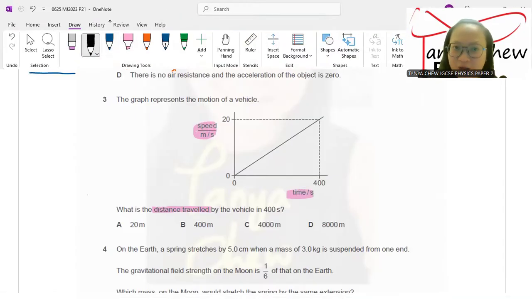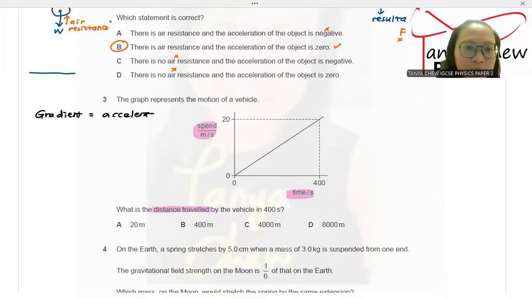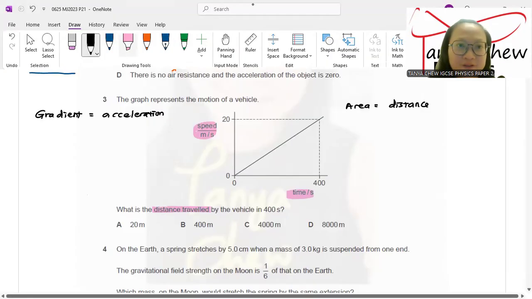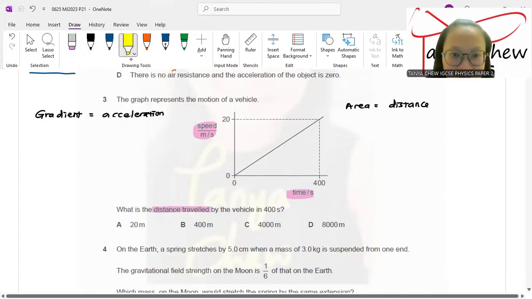For the speed against time graph, the gradient of the graph represents acceleration, whereas the area under the graph represents the total distance traveled by this vehicle. And you have to bear this in mind. This is a very tricky question at the same time because this is a straight line graph.